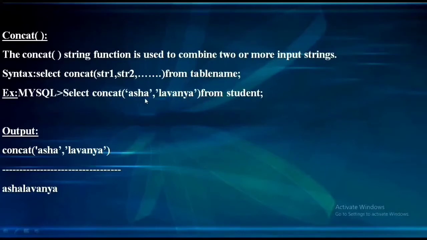These 2 names are joined. If you look at this output, concat of Asha comma Lavanya, the output is here: Asha Lavanya. The 2 names are joined. This is the output.